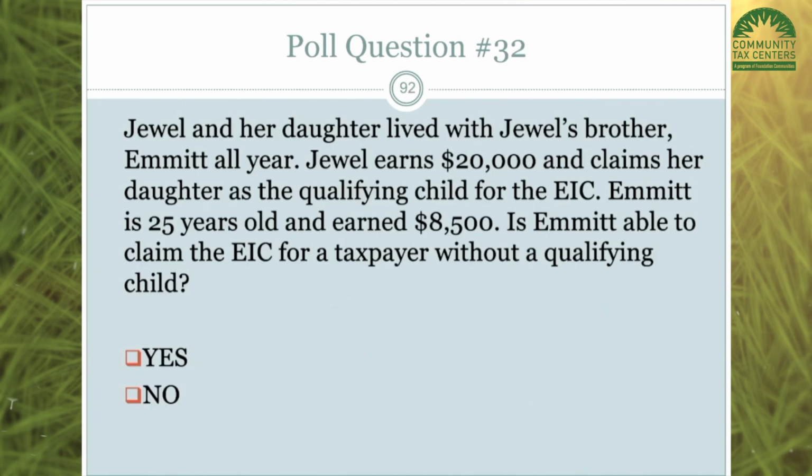Jewel and her daughter live with Jewel's brother, Emmett, all year. Jewel earns $20,000 and claims her daughter as a qualifying child for the earned income credit. Emmett is 25 years old and earned $8,500. Is Emmett able to claim the EIC for a taxpayer without a qualifying child?